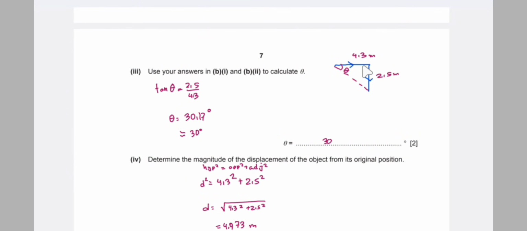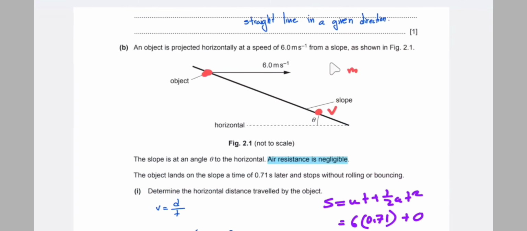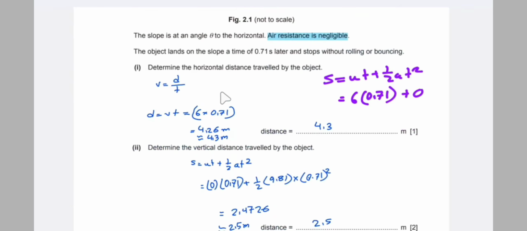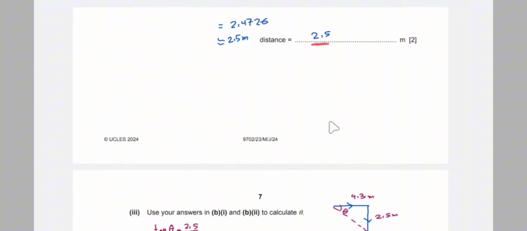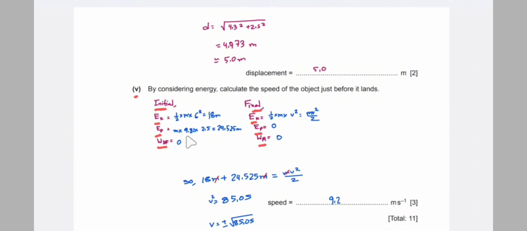Vertical height: for gravitational potential energy, we need to consider the vertical height, that is from the starting point to the ending point. What is the vertical height? This vertical height is the vertical displacement, and we know that the vertical displacement is 2.5 meter. By using this, we calculate the value of gravitational potential energy and work done by the driving force.